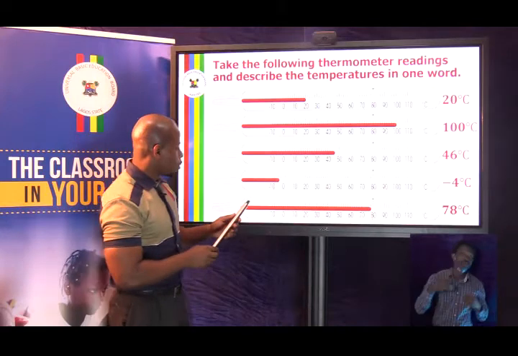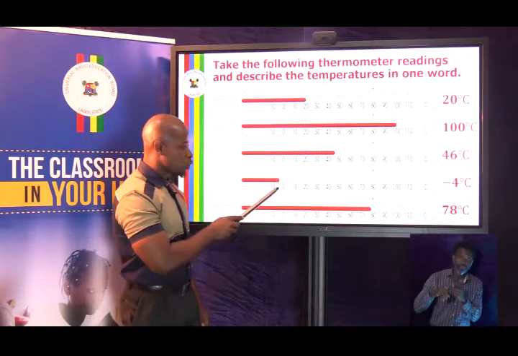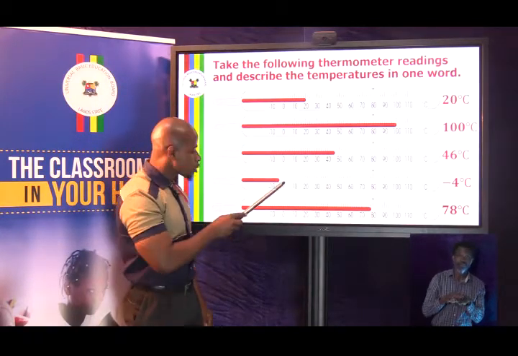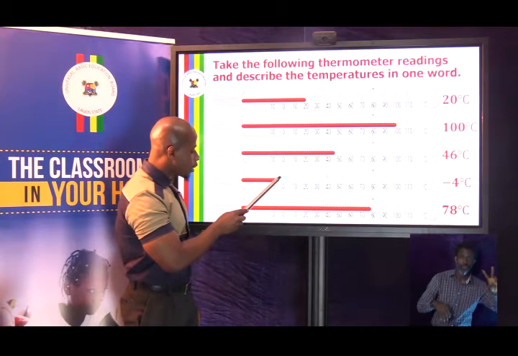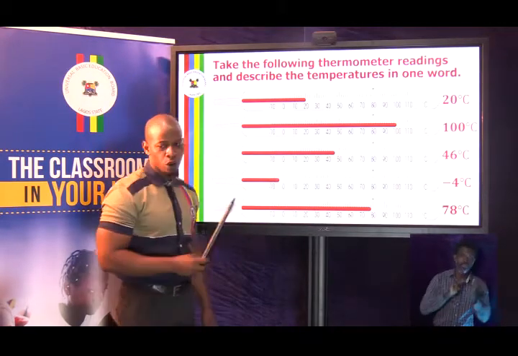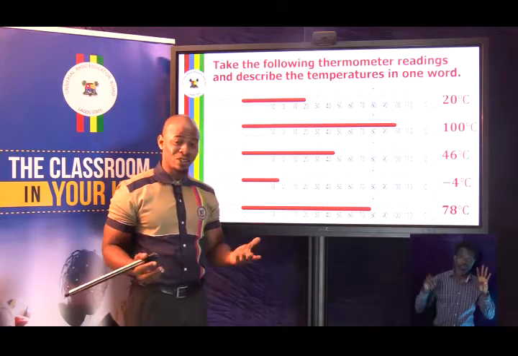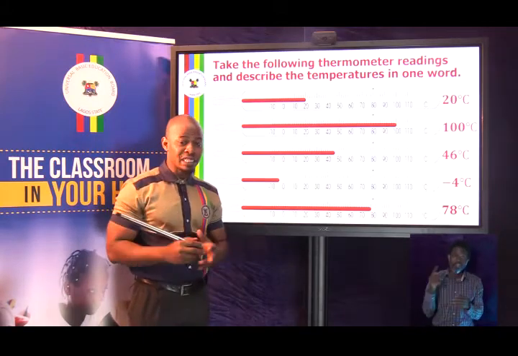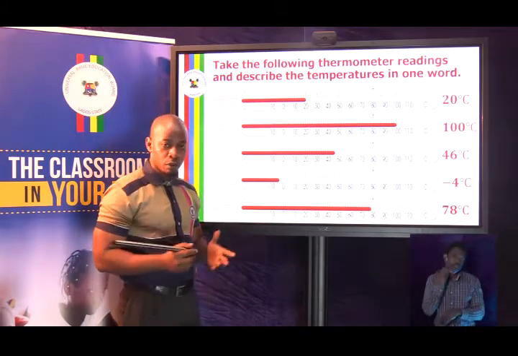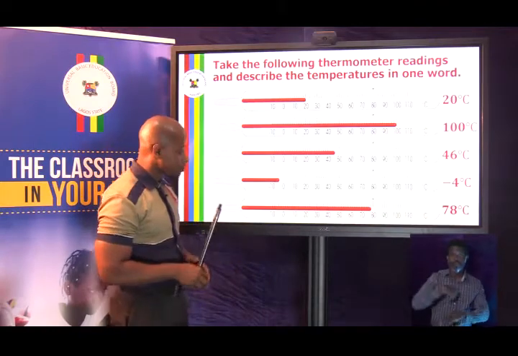Here, you have this one to the left of 0, so you count in twos backwards. That's from 0, -2, and -4. And that is -4 degrees Celsius. That is definitely a freezing temperature, if you remember what we did yesterday.